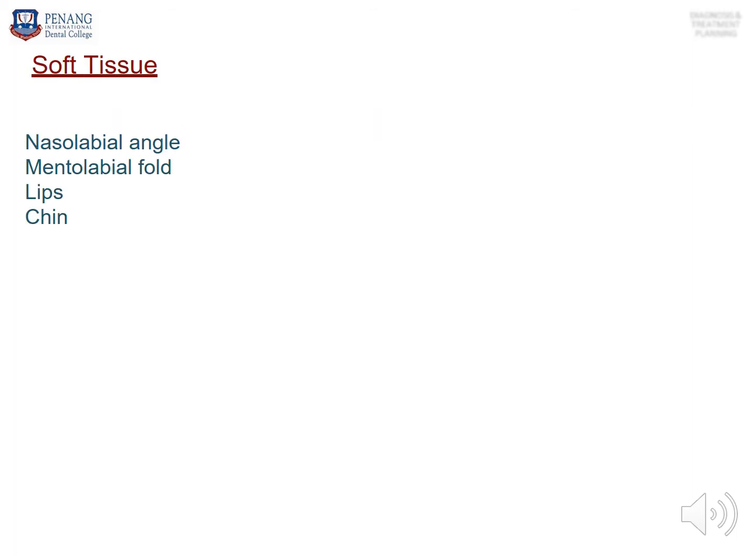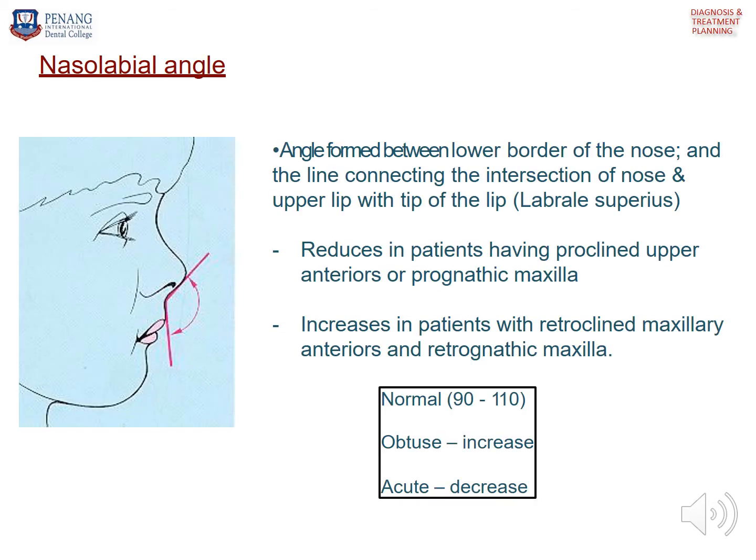Okay, after you're done checking for the hard tissue examination, you also need to check for the soft tissue. You need to check for the nasolabial angle, mentolabial fold, the lips, and the chin. The nasolabial angle is the angle formed between the lower border of the nose and a line connecting the intersection of nose and upper lip with the tip of the lip, or labiale superius.